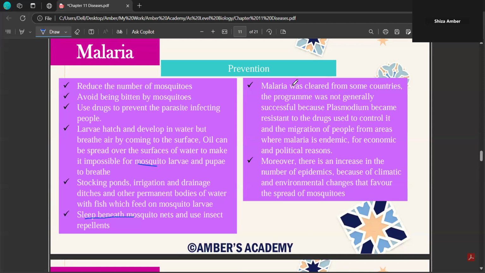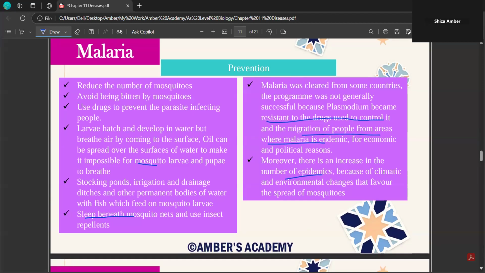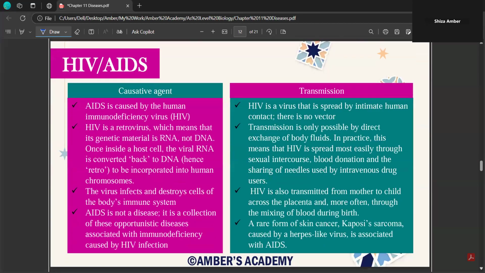And malaria was cleared from some countries. The program was not generally successful because Plasmodium became resistant to the drugs which were used to control it, and because of the migration of people from areas where malaria is endemic for economic and political reasons. Moreover, there is an increase in the number of epidemics because of the climatic and environmental changes that favor the spread of mosquitoes. Then we have HIV.